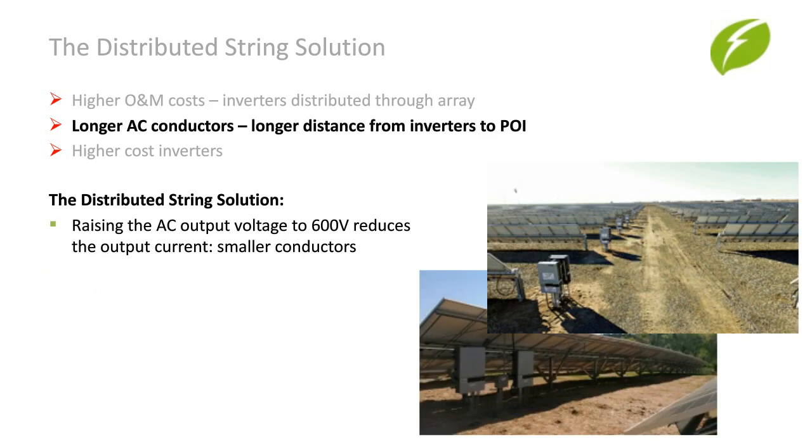Now, how do you solve the long AC runs on distributed string systems? Well, today you don't. Long AC runs are inherent to distributed string systems. What we can do is take a page from central inverters and increase the output voltage. This reduces the current and requires smaller conductors. But when we talk about longer AC runs, we're talking about the cost. But are AC conductor costs really in these systems as bad as you think? Well, maybe not. In a few slides, we're going to compare some of the system designs that will show the cost difference between the distributed and the centralized systems.